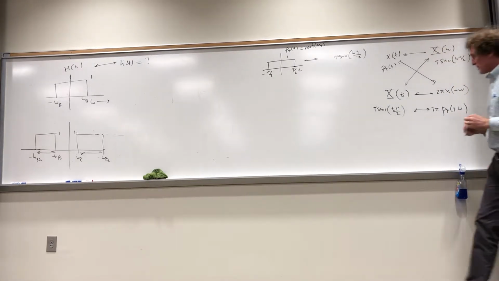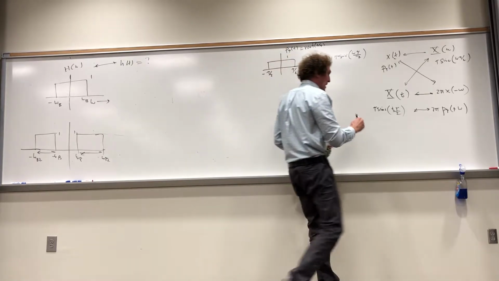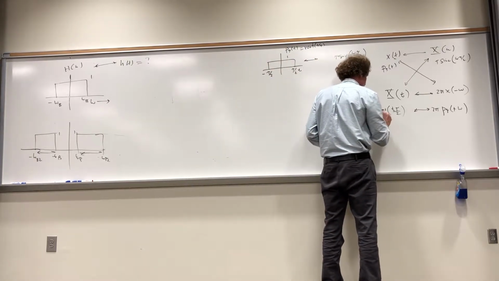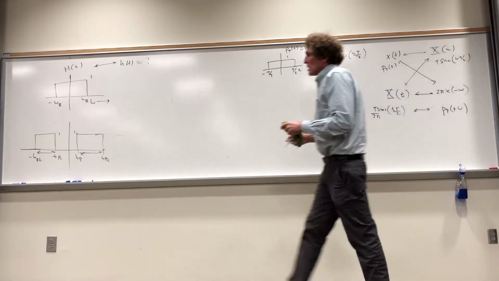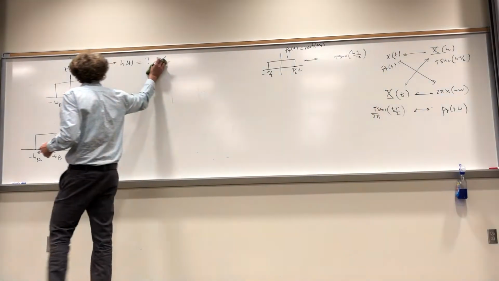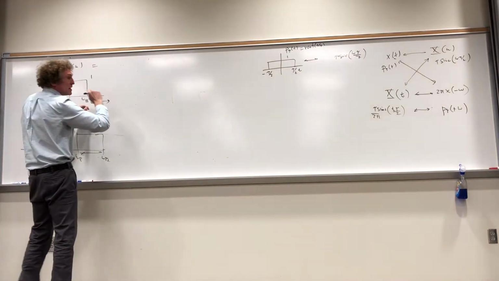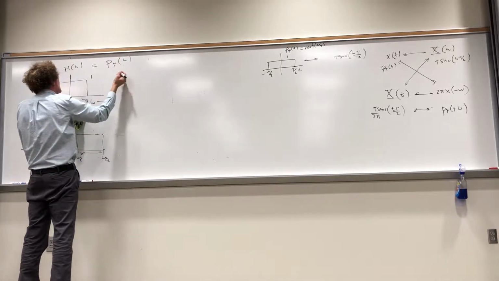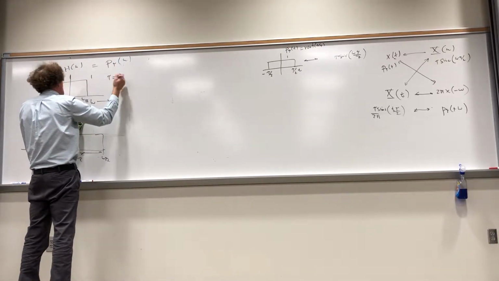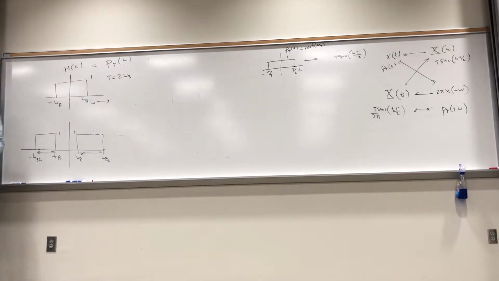One last step I'm going to do is divide both sides by 2 pi. Now, I see here that this H of omega really is defined as what? It's simply p tau of omega, right? But tau would be equal to what? 2 omega b as I've drawn it. Is that not right, class?